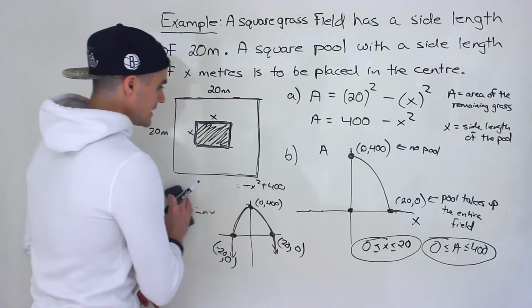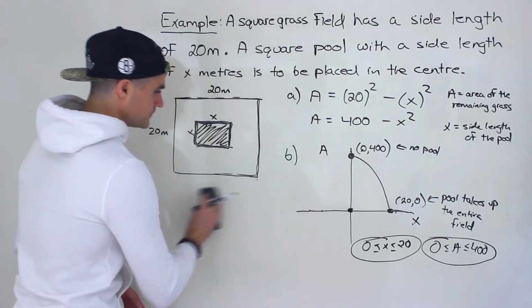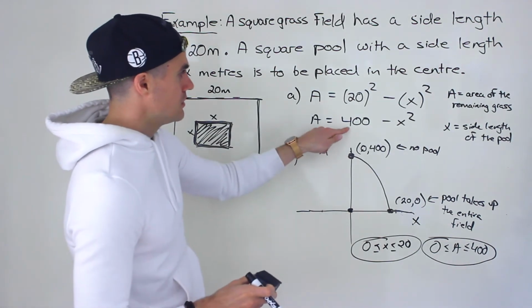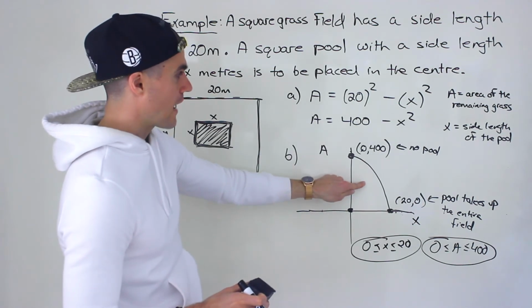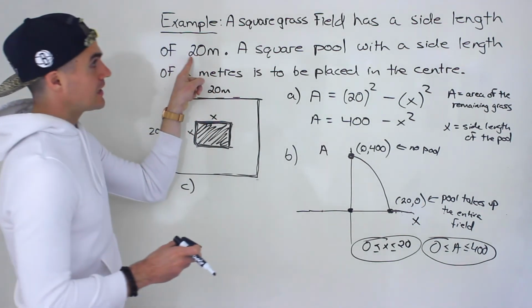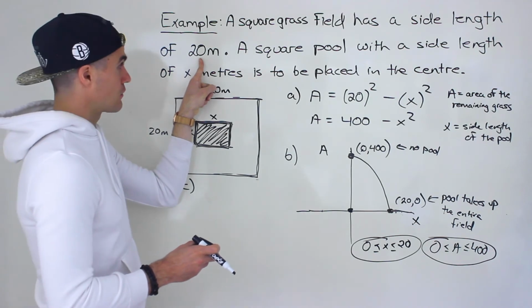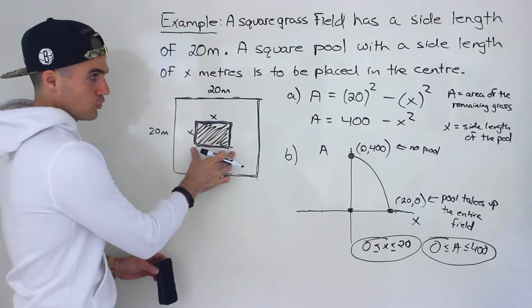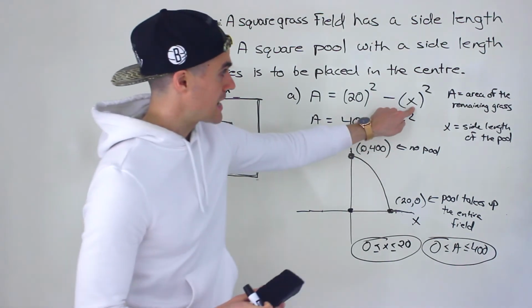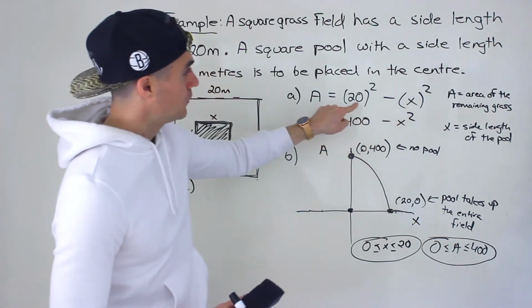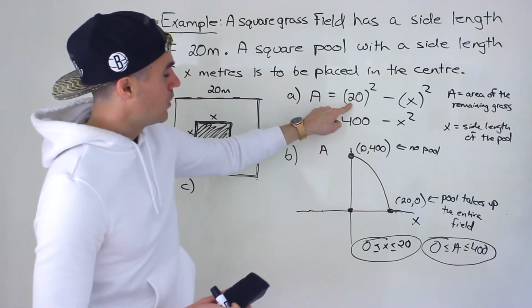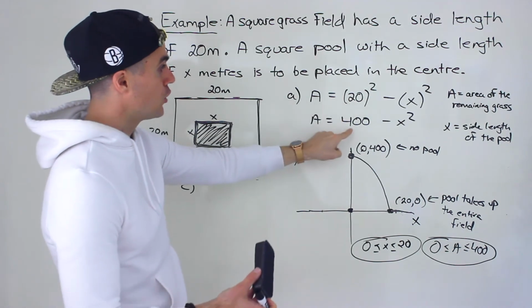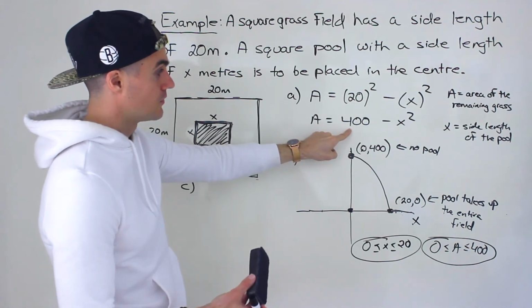Now in part C, what they're asking is how does this equation change and how does this graph change if we change this side length over here? Well, notice that this pool is not going to change, right? We're still going to have this x here. So let's go back to the beginning. What's going to happen if we change this? Let's say that instead of 20, it was 30. So if we put 30 here, notice that this is going to be 900.